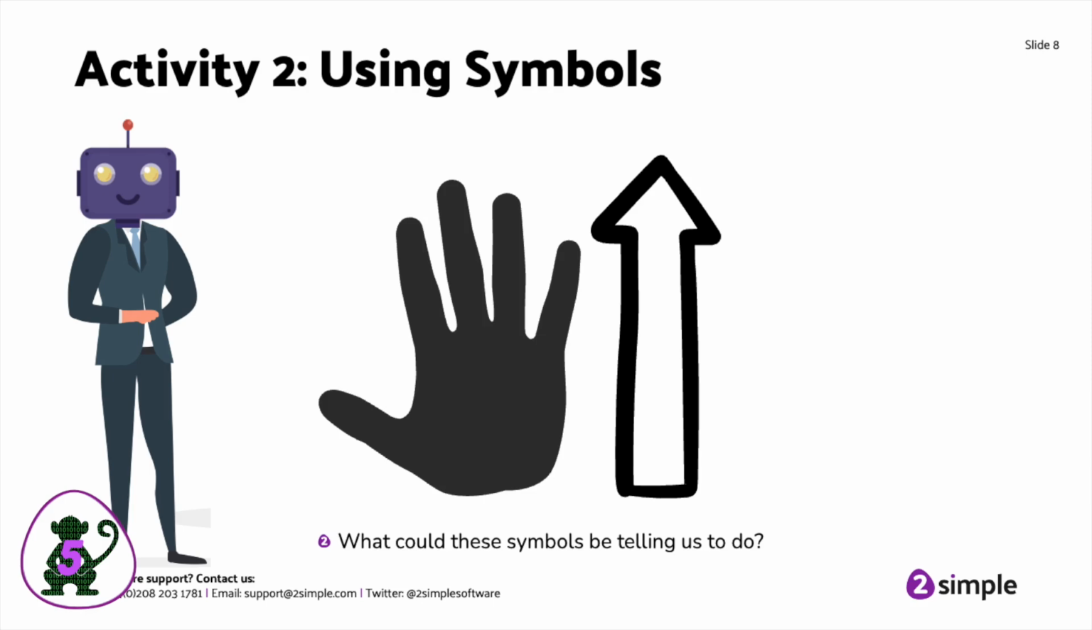Activity 2 explores using symbols for instructions. Discuss what children think the symbol on slide 8 could be an instruction for. It is hands up. Using whiteboards, children draw a symbol for hands down and then touch nose.